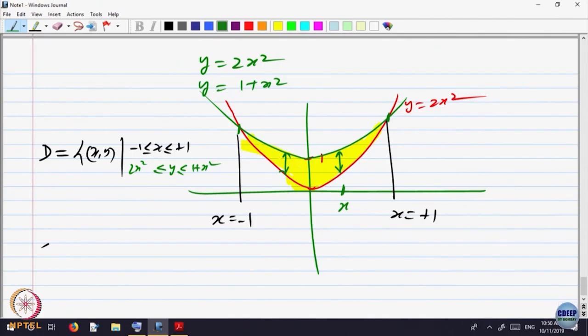Let us try to write it as type 2. Can I write this as type 2? For all x, y, I have to find out what is this value of y. So what is this point?